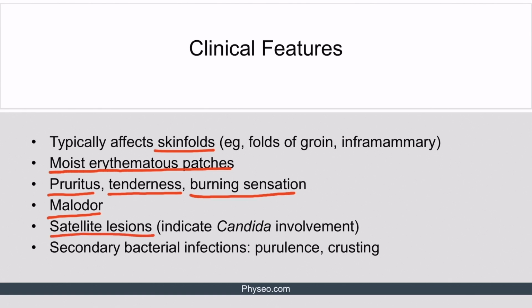Satellite lesions are characteristic for candidal involvement. These are smaller lesions distributed around the main erythematous lesion. We will see what they look like in a minute. Intertrigo can be complicated by secondary bacterial infections where purulence and crusting can be noted.